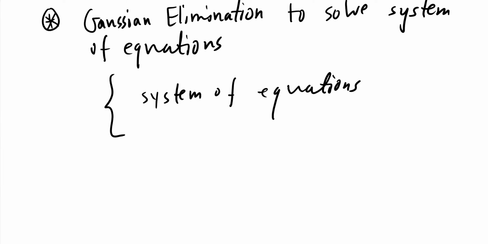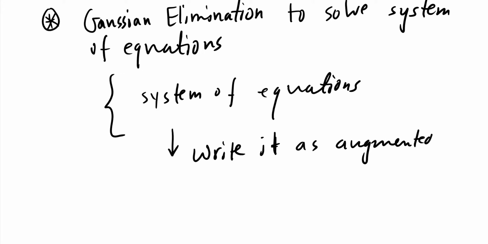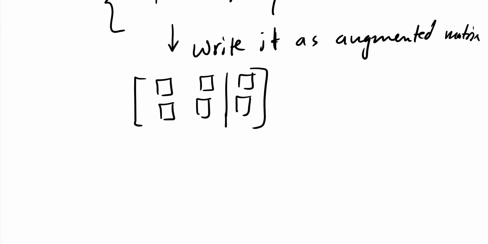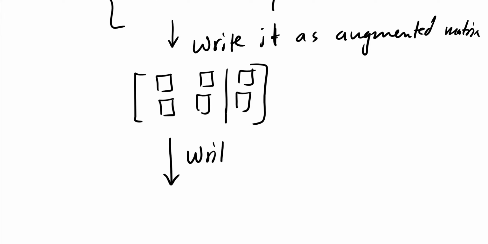We're going to use the augmented matrix we learned earlier. Write it, or find the augmented matrix of this. It's going to be some number equals some number, and some number. After we get the augmented matrix, we need to write it using row operations.